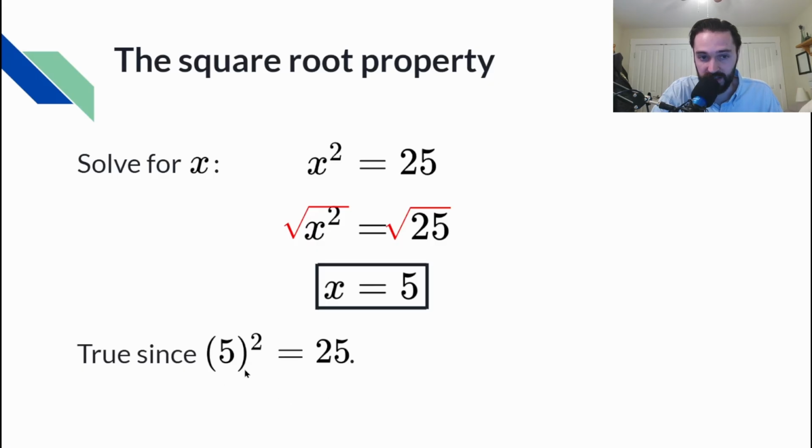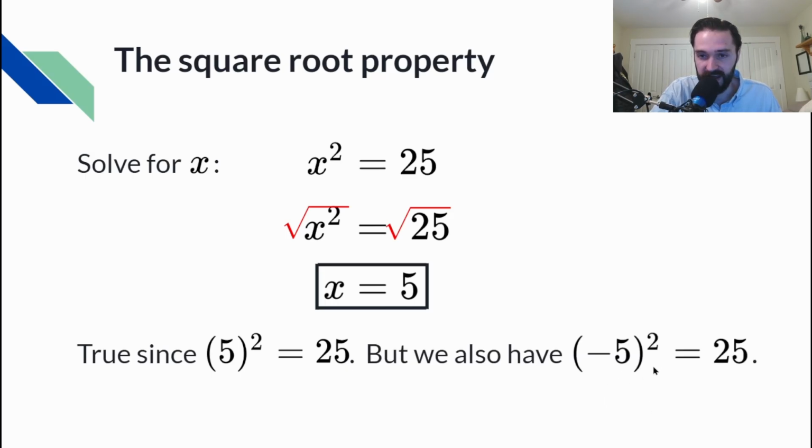And it's true since 5 squared equals 25. But we're missing a solution. We also have negative 5 squared equals 25. A negative times a negative is a positive. So to make this more complete, instead of saying just 5 here, we need to say plus or minus 5. It turns out that whenever we're solving an equation with an unknown variable and we take the square root of both sides, we need to include a plus or minus.